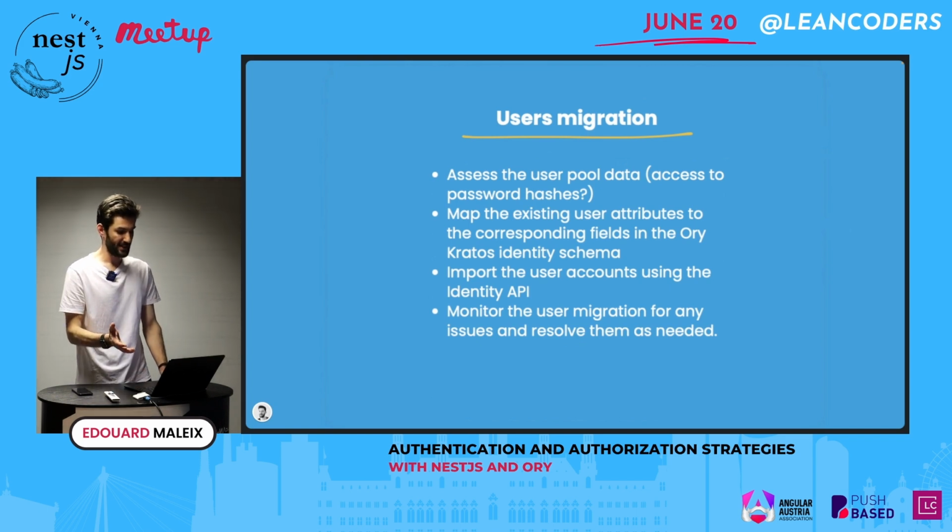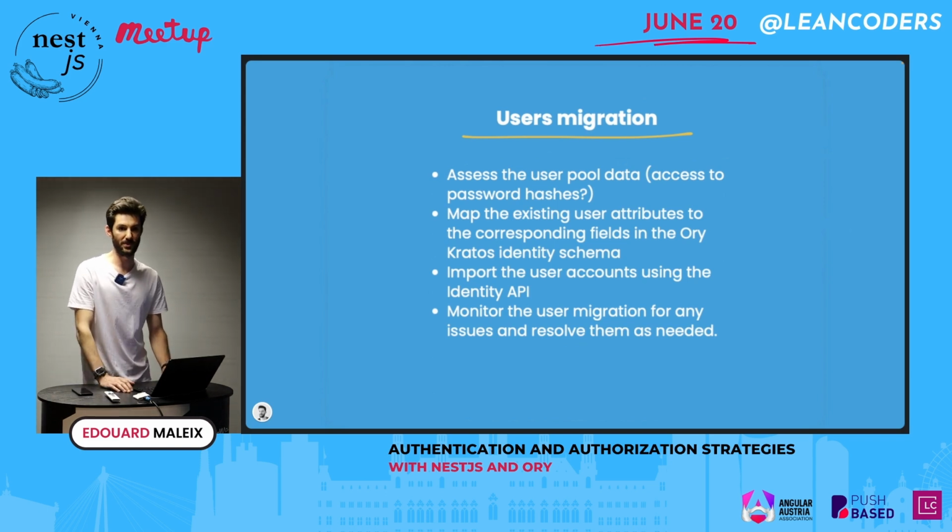Worst case, you need to reset your user password and, well, ask them to log in once more and create a new password. Then you would use the identity API for that purpose to just do some batch request and send all your existing user to Kratos. Really pretty straightforward.